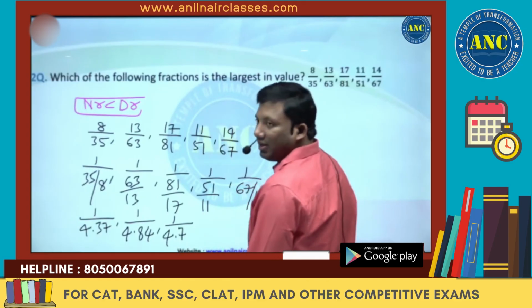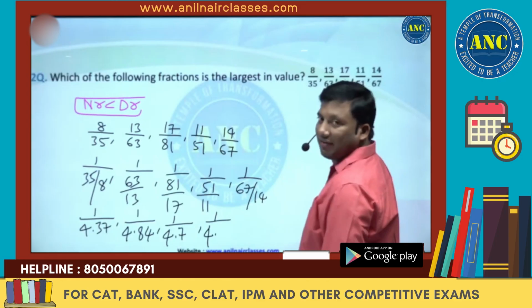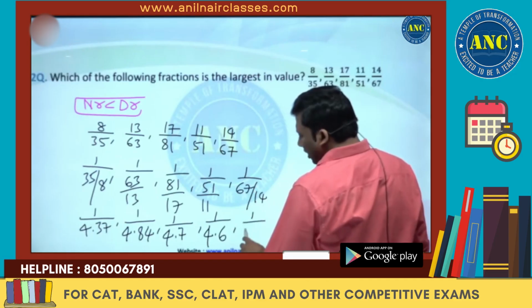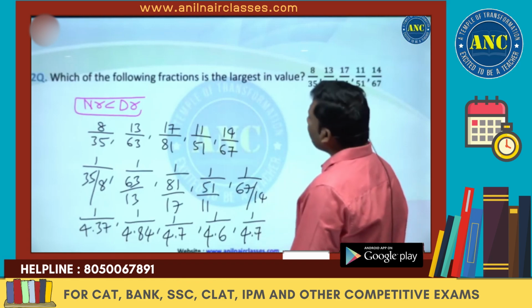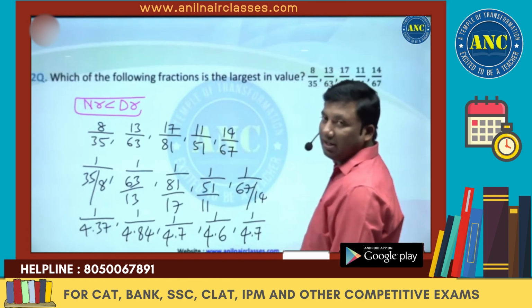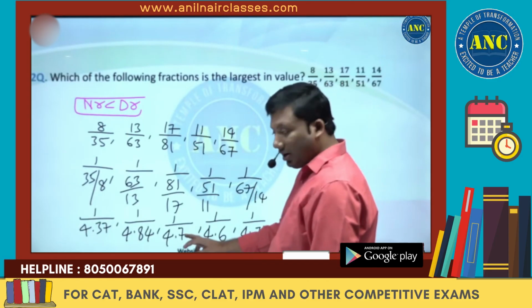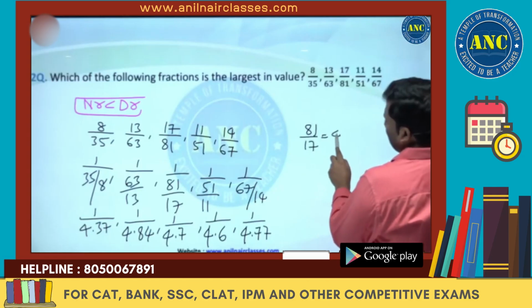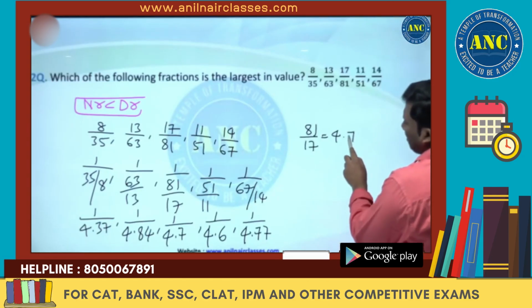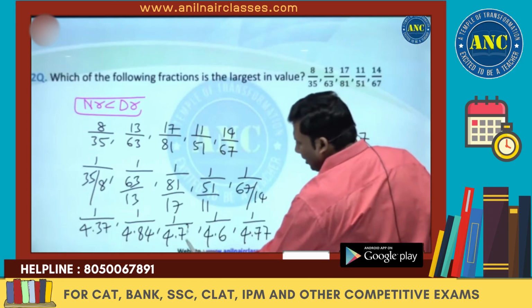130 means 17 7s are 119. So 4.7. Here it is 51 by 11. 11 4s are 44, 70. 14 4s are 56, 110. Here we have to be very careful. 14 4s are 56, 110, 14 7s are 98. It is 12, 4.77. Smallest, here we will get into the next decimal. 81 by 17: 17 4s are 68, 130. 17 7s are 119. Again, 4.77.